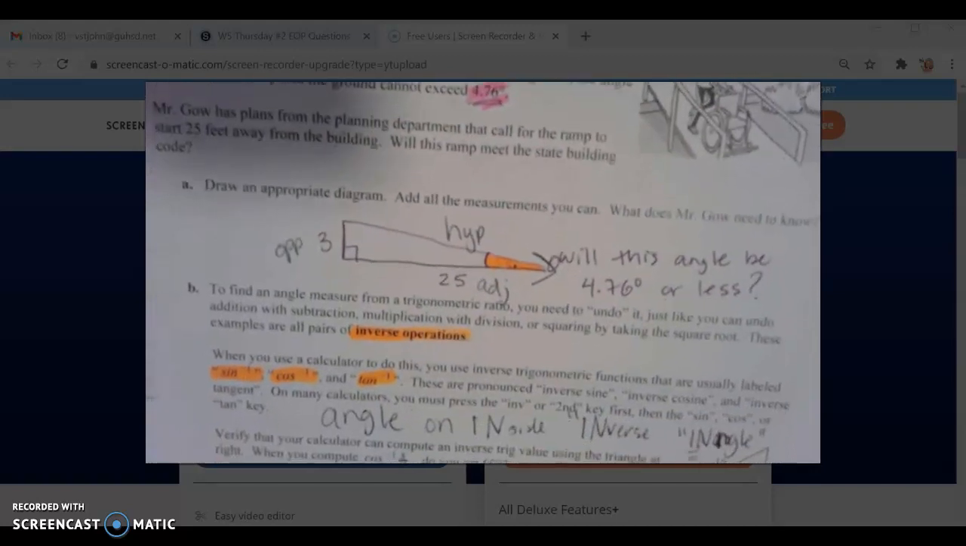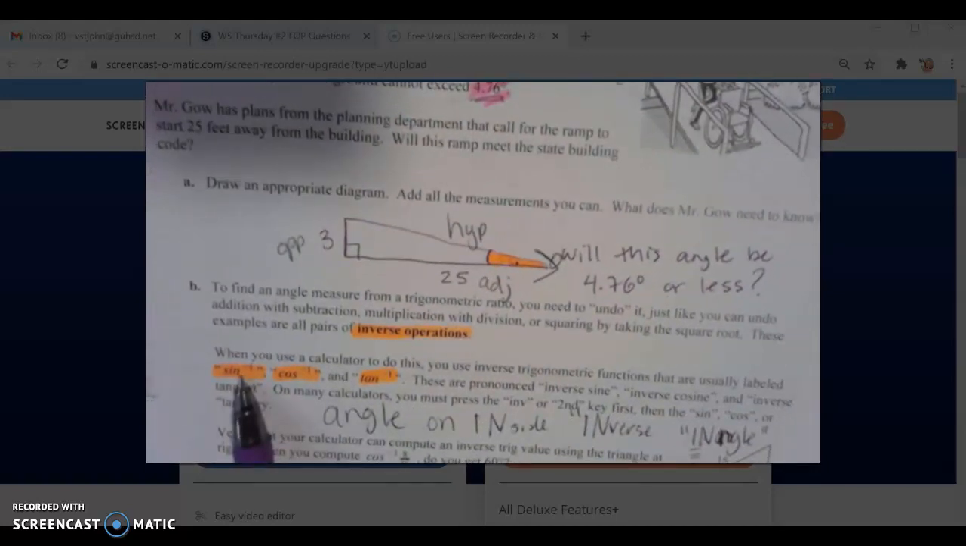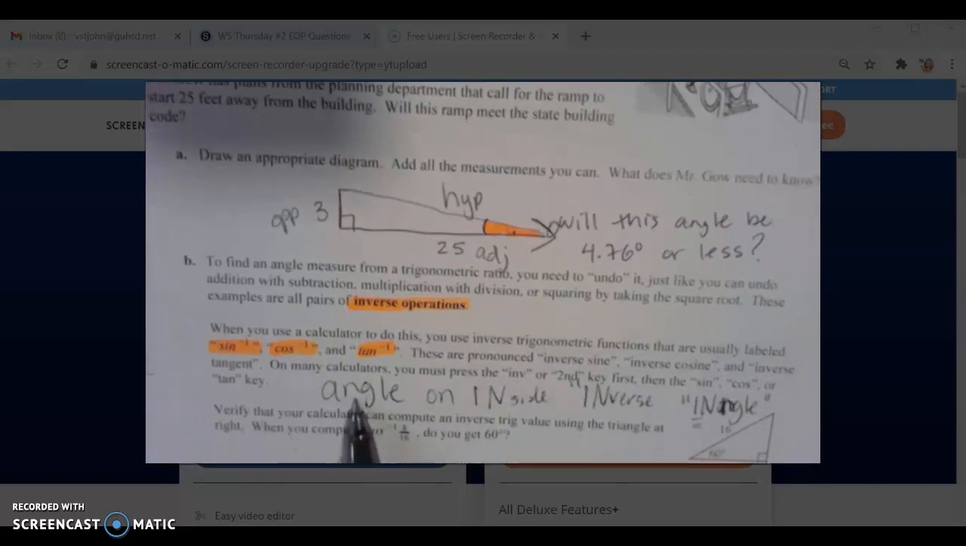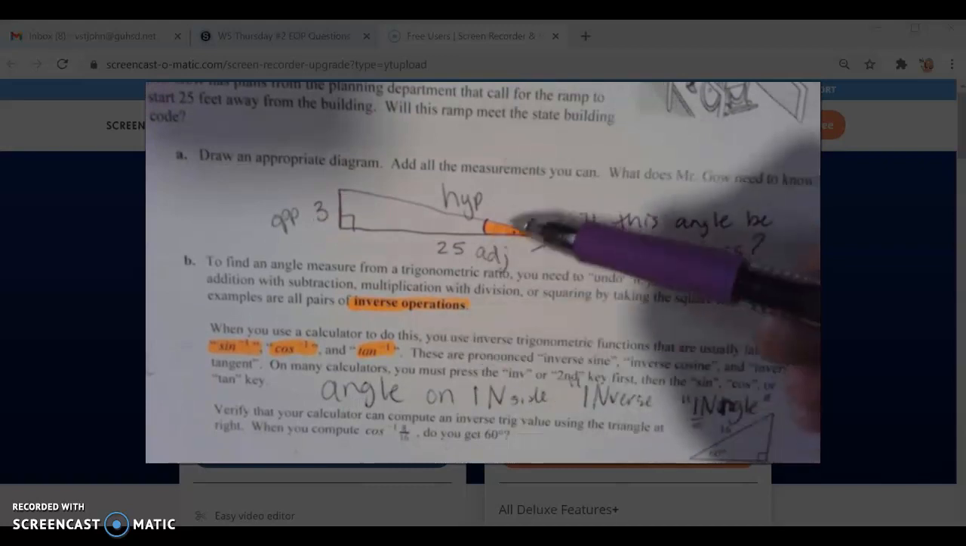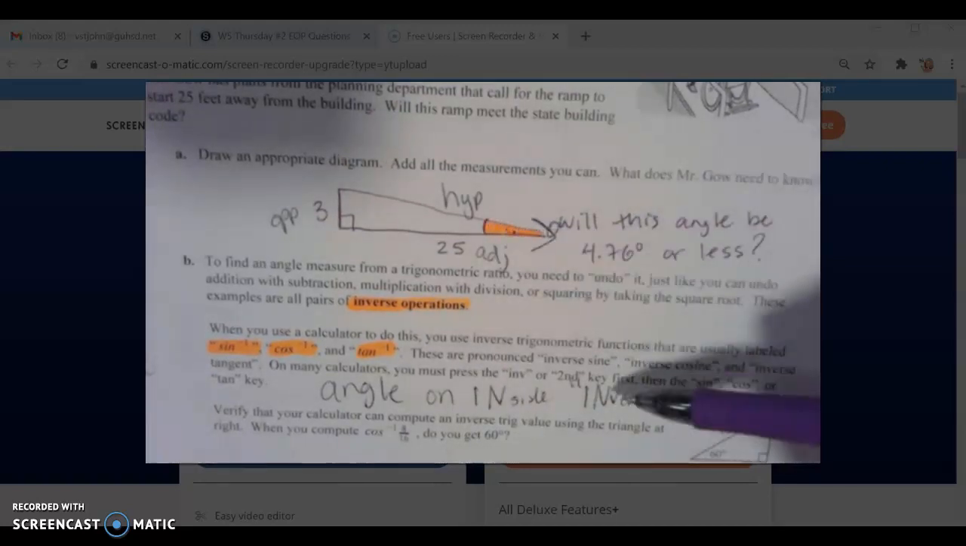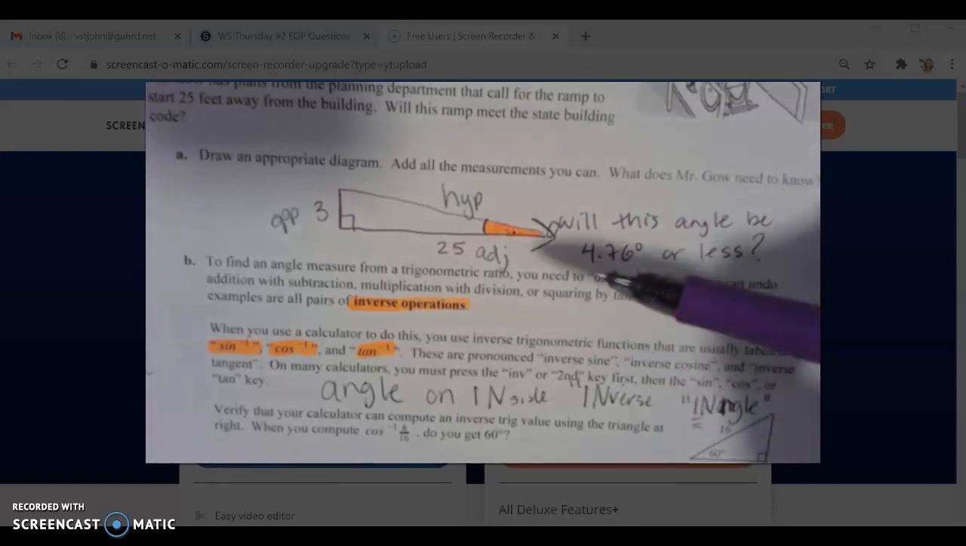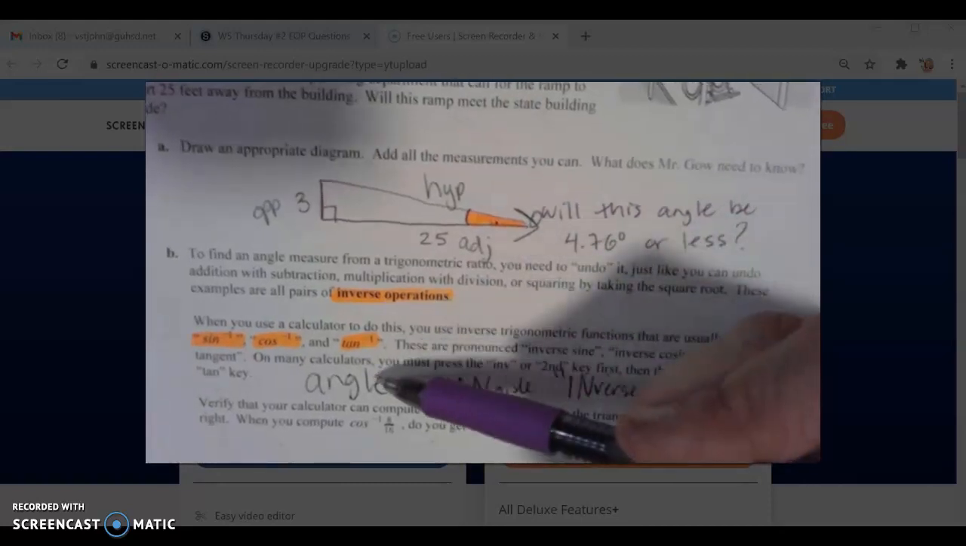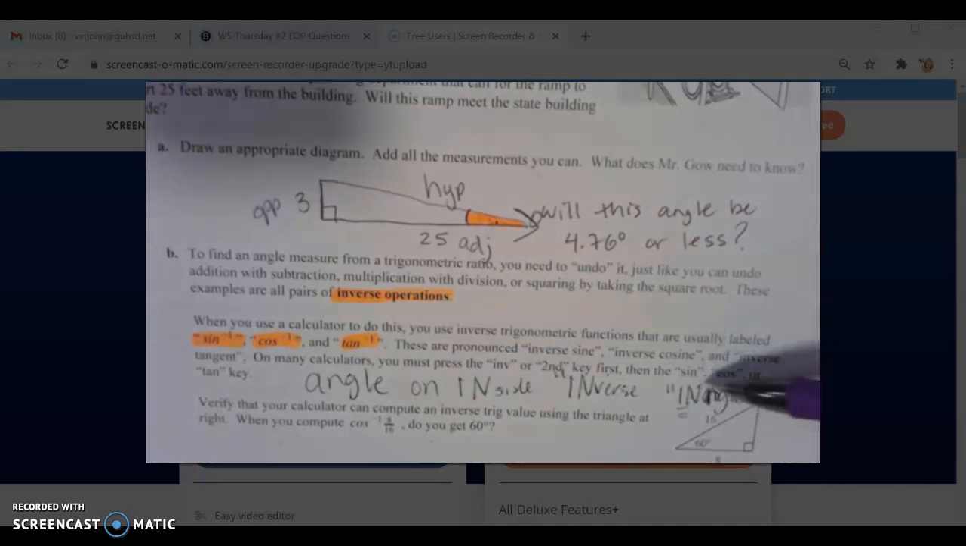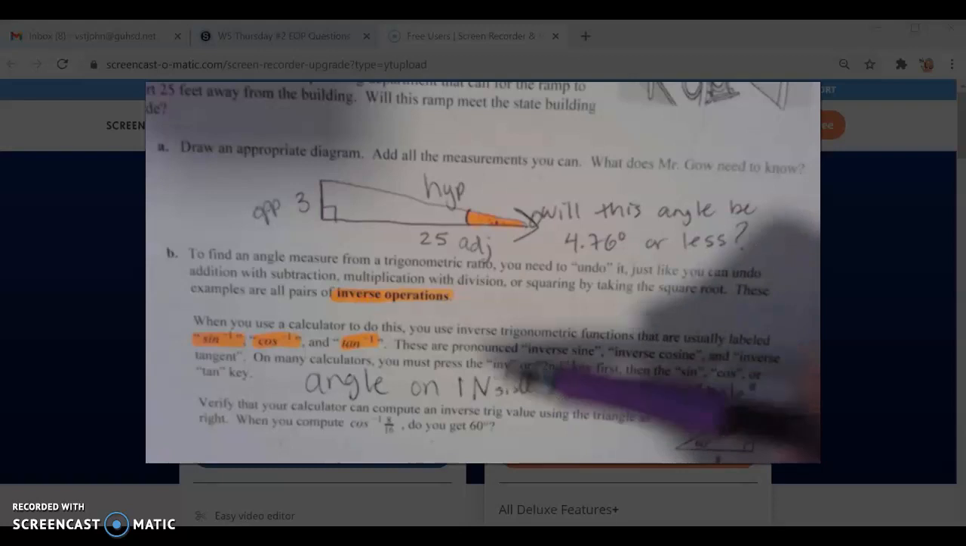What it looks like on your calculator is inverse sine, inverse cosine, and inverse tangent. Here they are written out in words. That's when you use them to find the angle. I make a little reference that the angle is on the inside right here, so when you're looking for something on the inside, you use the inverse. I also joke that we shouldn't call it the angle, we should call it the in-goal, because it's on the inside, you use the inverse.